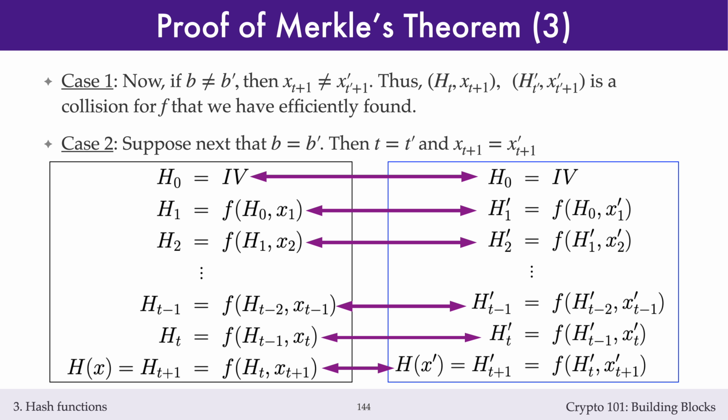Let's first examine the last equations in these two lists. We've observed that the hash values are equal to each other, as are the length blocks. Thus, if Ht is not equal to H't, then we have a collision for F that we have efficiently found. So let's assume now that Ht equals H't. So the chaining variables in the second last equation are equal. If the inputs to F in the second last equation, shown in pink, are unequal, then they form a collision for F and we're done. So let's assume that these inputs to F are equal. Hence, H(t-1) equals H'(t-1), and Xt equals X't.